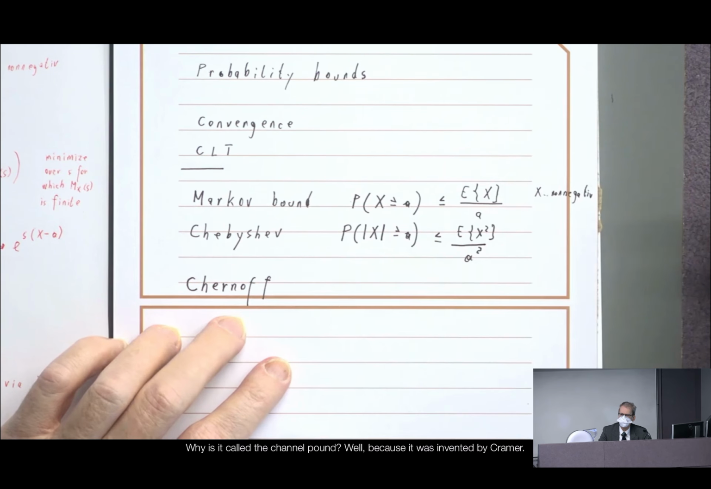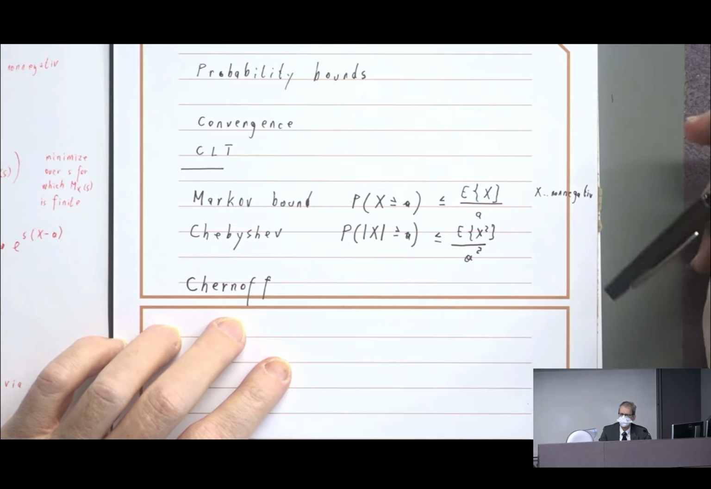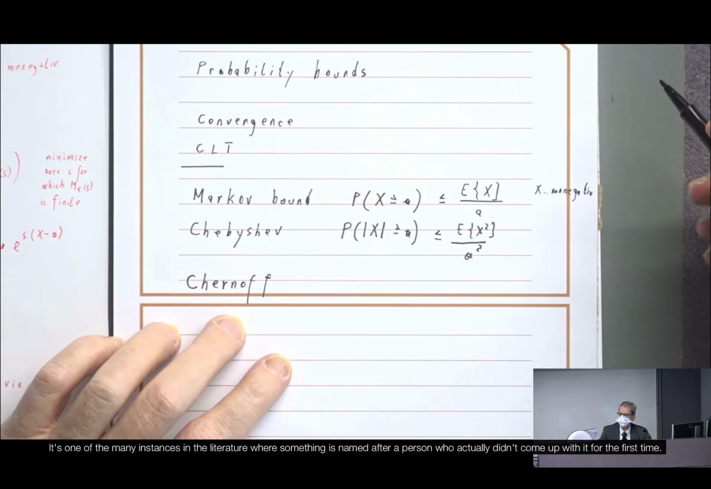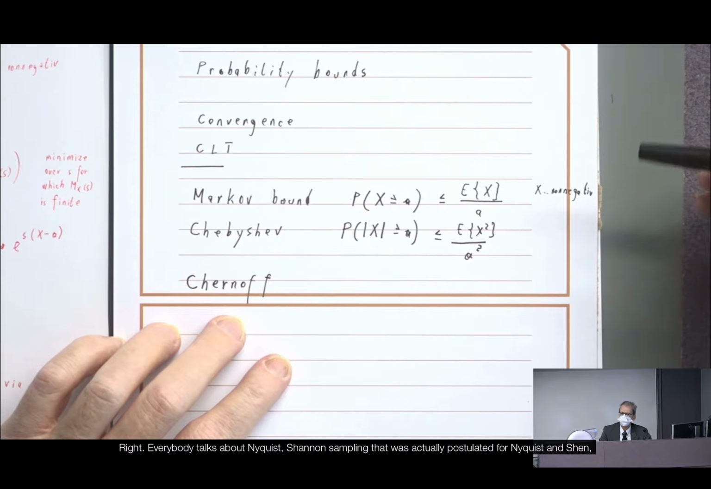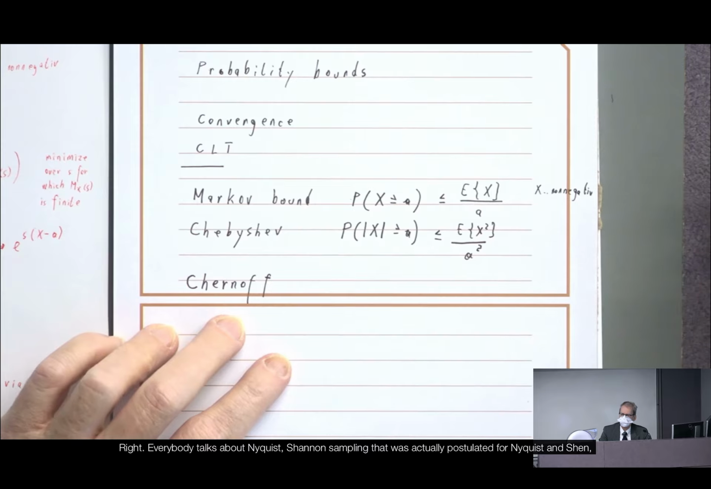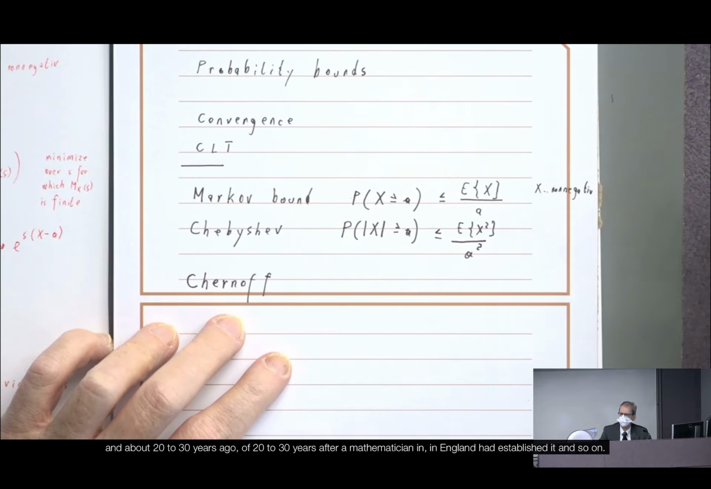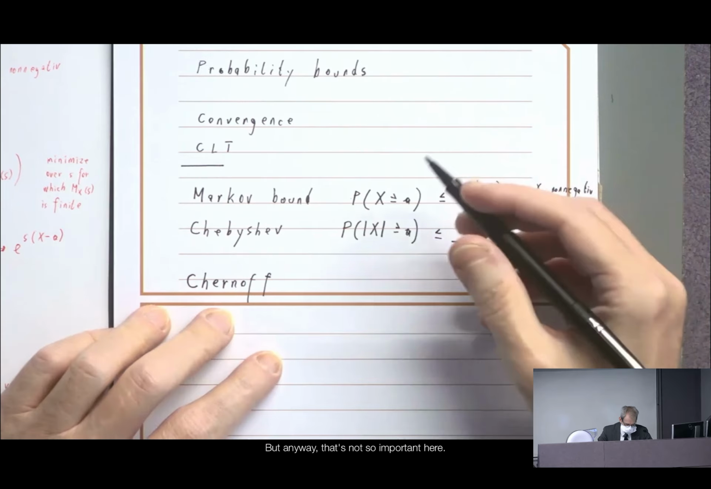Why is it called the Chernoff bound? Well, because it was invented by Cramér. It's one of the many instances in the literature where something is named after a person who actually didn't come up with it for the first time. Everybody talks about Nyquist-Shannon sampling. That was actually postulated by Nyquist and Shannon 20 to 30 years after a mathematician in England had established it, and so on. And anyway, that's not so important here.